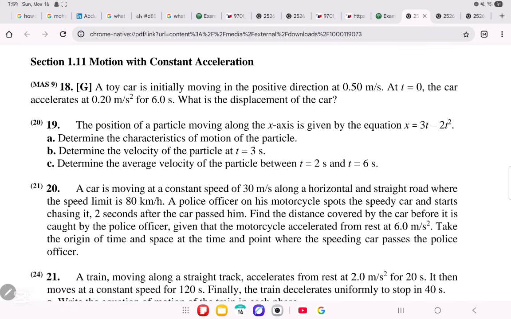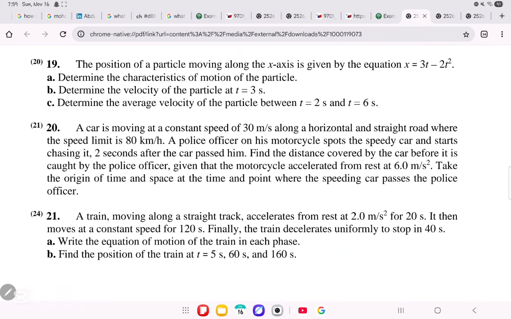I'll move on to question number 19. The position of a particle moving along the x-axis is given by this equation over here. Determine the characteristics of the motion of the particle. This is x, right? If there's no initial position over here, because usually it's x final equal whatever plus x initial. If there's no x initial, that means x initial is at the origin, right? And if x initial is at the origin, that means that this x is also equal to delta x. Delta x equals 1 over 2 a t squared plus v0 t, right?